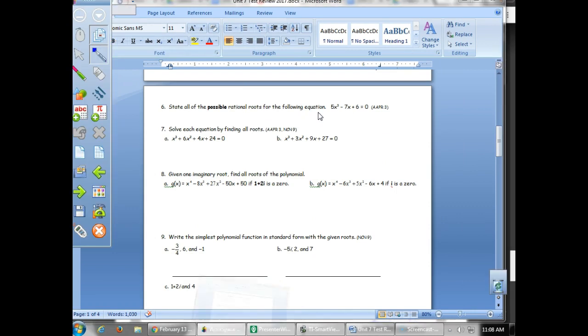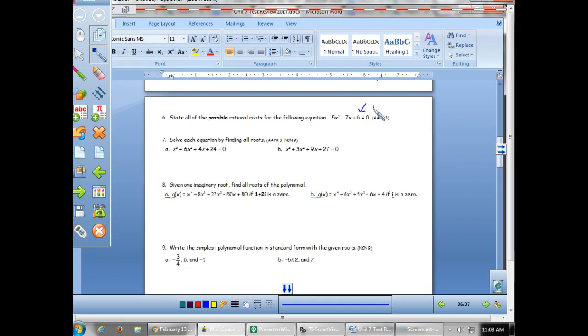When we're finding all the possible rational roots, we do all of our factors of P over all our factors of Q. So this would be plus and minus. And factors of 6 are 1, 2, 3, and 6. Factors of 5 are just 1 and 5. And I need to pair them. I cannot just leave them like this. Is everybody paying attention? I can't just leave it like that.